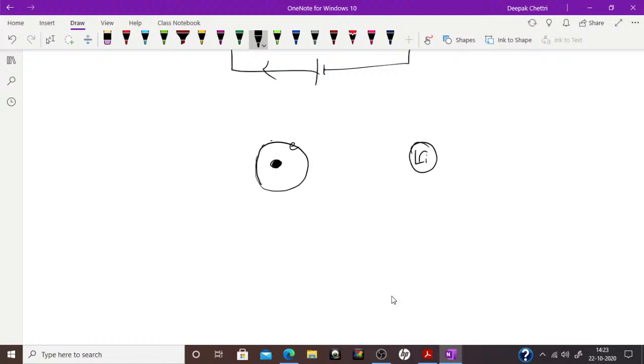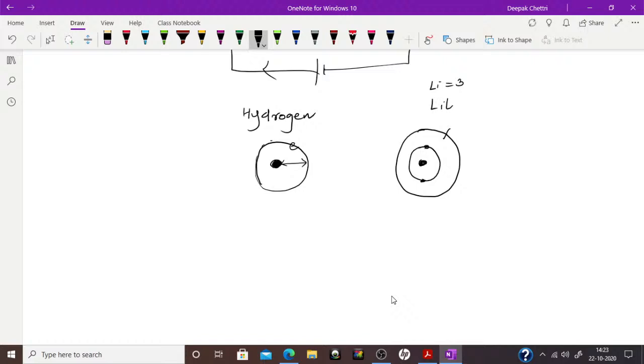Lithium on the other hand, so this is the nucleus of lithium, let us say, has two orbits because it has 3 electrons. Lithium has 3 electrons, right? So 2 on this one and 1 here, right? Okay, so they are saying that the radius of the first orbit of hydrogen, so this is your hydrogen and this is your lithium, is 0.53 angstrom. Angstrom means 10 to the power minus 10 meters. Okay, so what will be the radius of the first orbit of lithium?